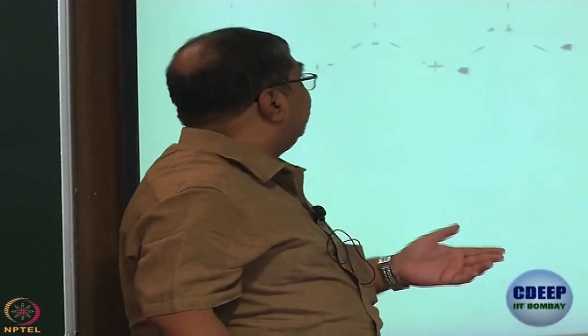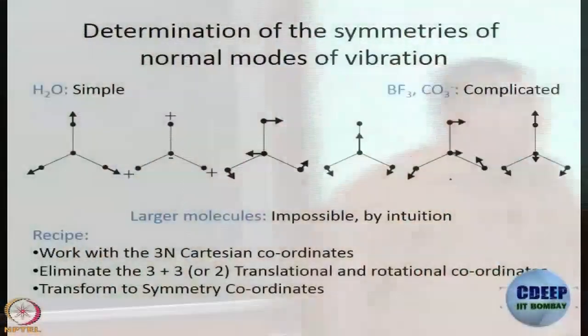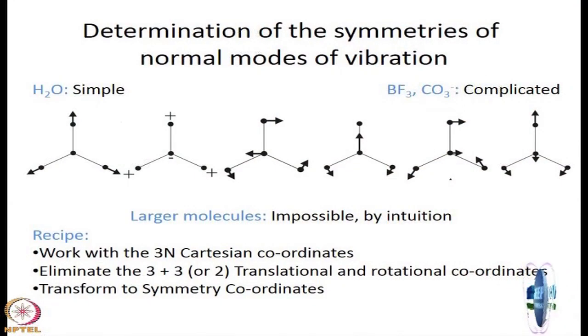We have said that for water, it is rather simple to figure out what the normal modes look like, right? And when we closed the discussion the previous day, we had said that it is not going to be so simple if you think of a molecule with one more atom, say BF3 or carbonate ion. It is like water with one more atom added to it, right? This is what it is. This part looks like water, you have added one more atom.